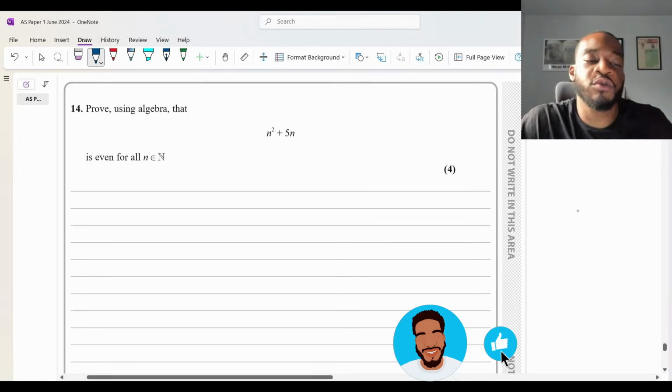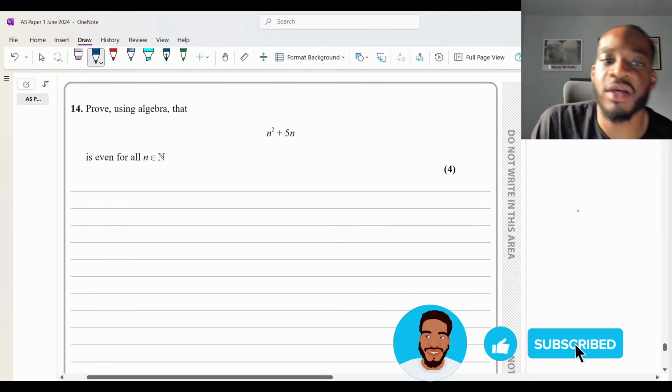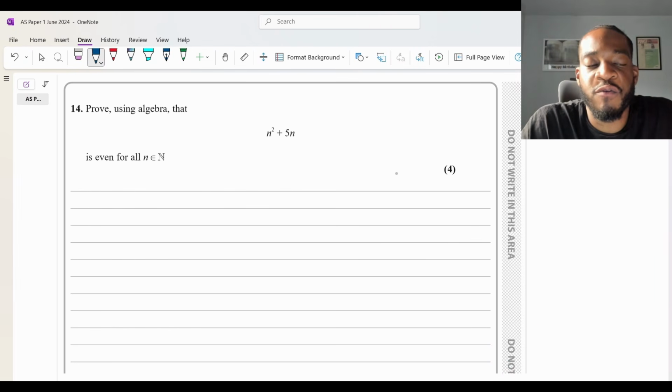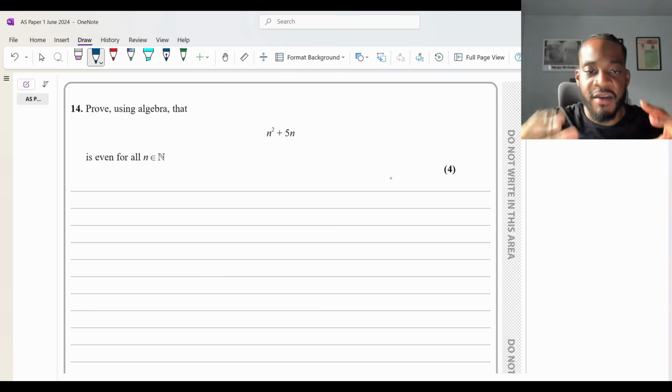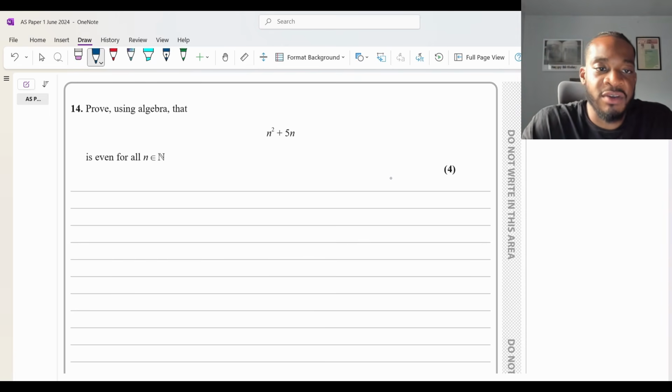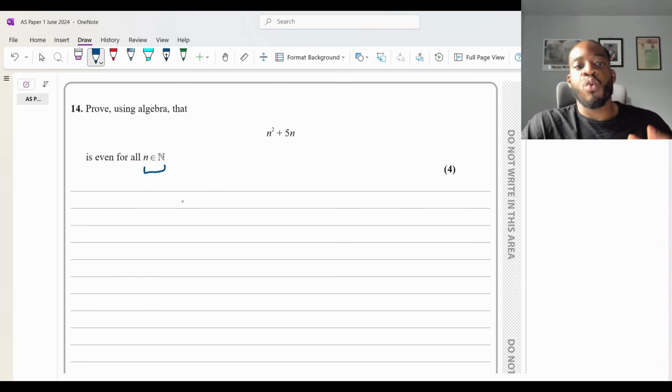Okay, so question 14, it says prove using algebra that n squared plus 5n is even for all n in the natural numbers, for 4 marks. Okay, so prove. Very, very straightforward question. You've got an expression n squared plus 5n. You need to show it's even, and n is defined as the natural numbers. So what are the natural numbers? They are just positive integers, aren't they?